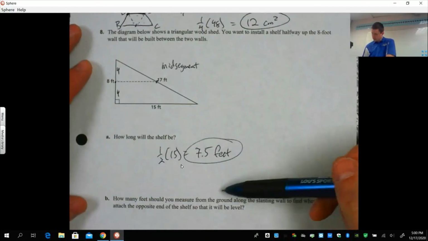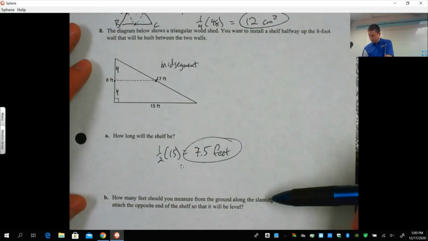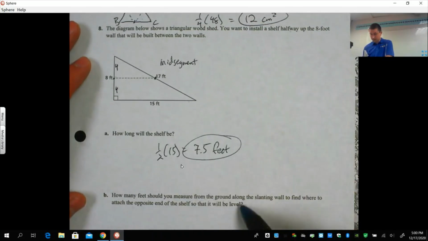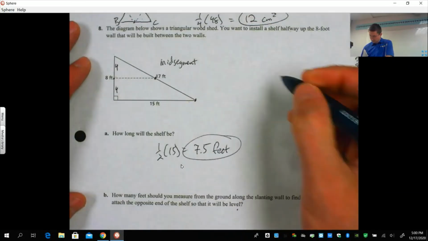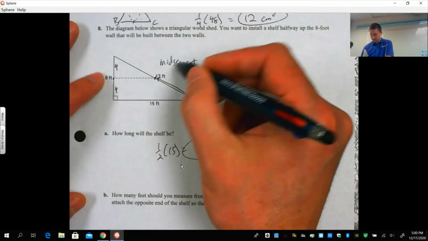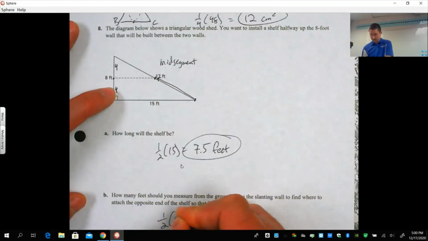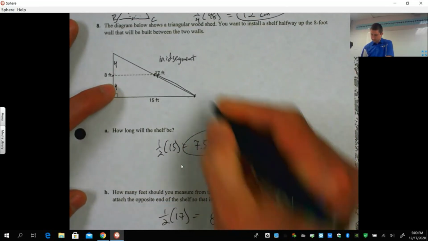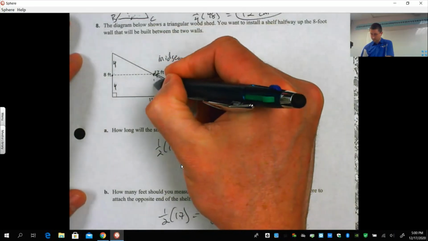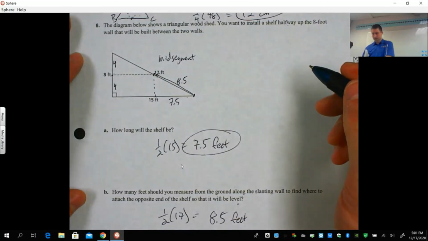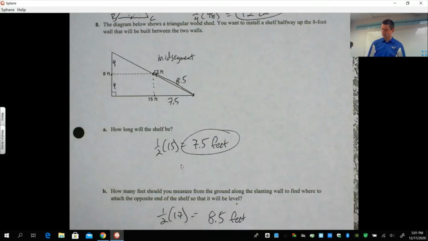How many feet should you measure from the ground along the slanting wall to find where to attach the opposite end of the shelf so it will be level? Well, if you want it to be level along the slanting wall, so here's a slanting wall, you want to measure this up here. Remember that's a midpoint. So it should be 1/2 of 17, which is 1/2 of 16 is 8, so that's 8.5 feet. Okay, that'd be 8.5 feet. You could drop this down, and this would be 7.5 feet.